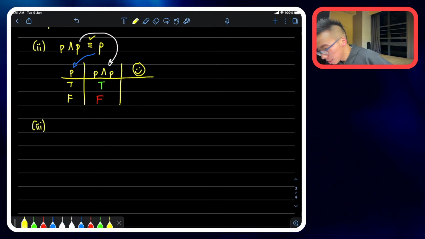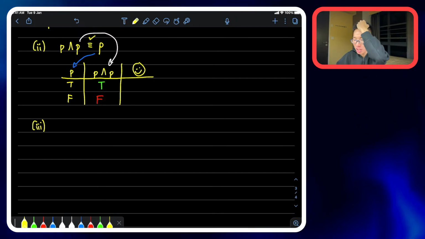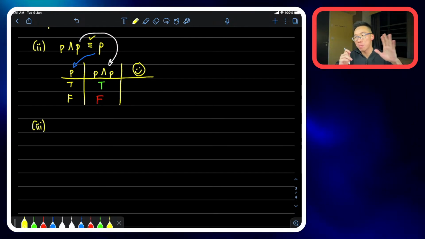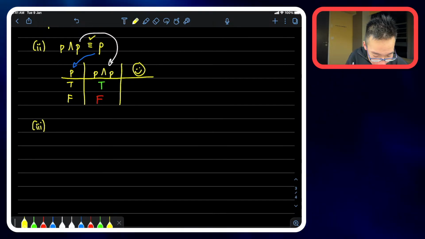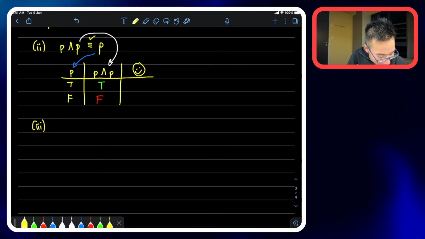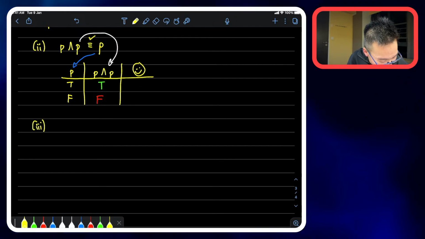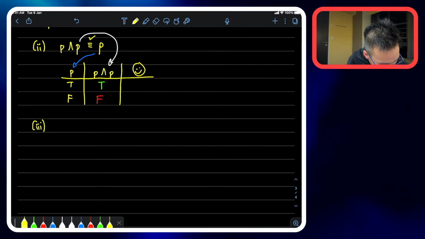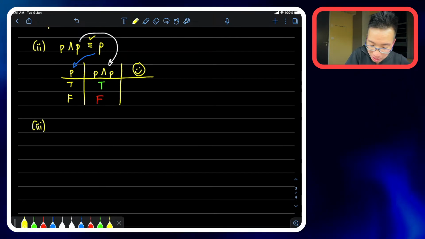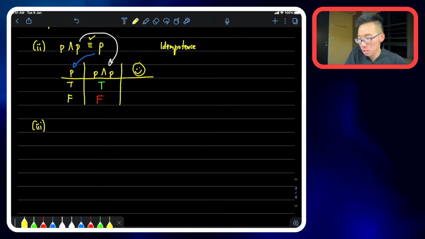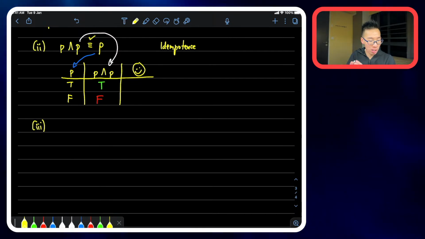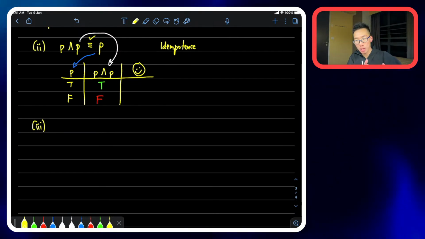Let's check the next one. The next one is what we call, I think it's called an absorption law. I'm not sure what the name is. Wait, let me write down some names. I believe this one here is called the negation. No, it's not negation. I'm not sure what law it is. Idempotence, I think. This is called idempotence. The idea is sort of if you do the same thing, you're gonna get a similar expression.